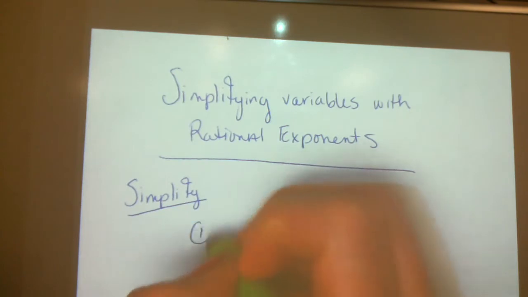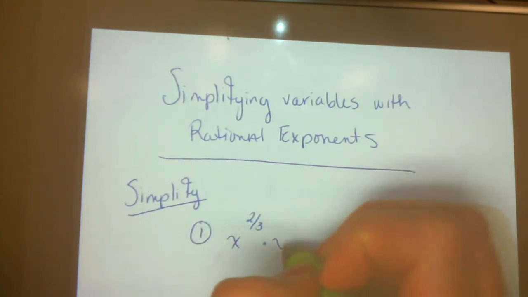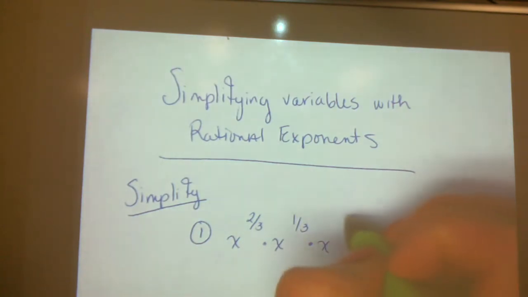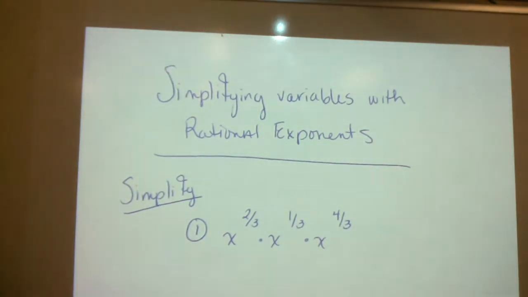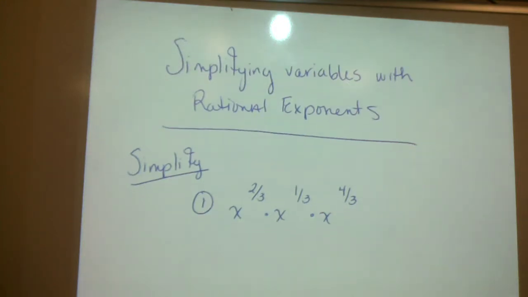Let's take a look at example number 1. I've got x to the 2/3 times x to the 1/3 times x to the 4/3. Even though they're all rational exponents, it doesn't mean the rule changes. It still stays the same. When you're multiplying by the same base, which we have, the base is x, you keep the base and you add the exponents. So that's exactly what we're going to do.